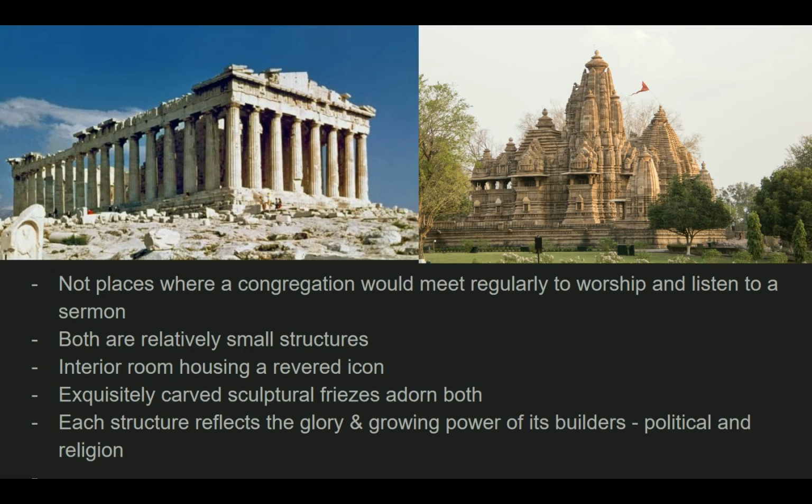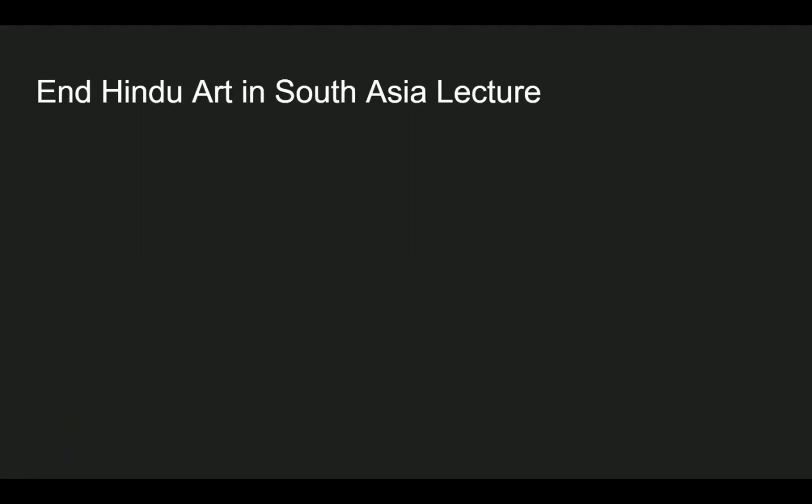The interior room houses a revered icon. There's sculptural friezes to help communicate complex ideas, and they reflect the glory and growing power of their builders. So it's both political and religious. And there is our end to Hindu art in South Asia.